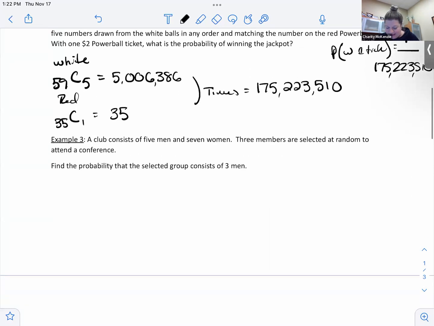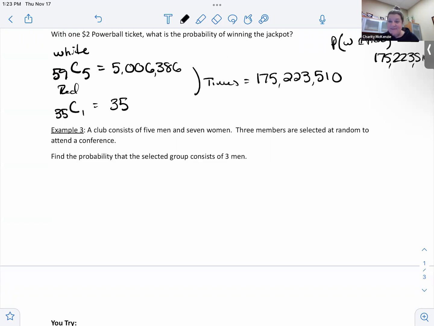Okay, so number 3, a club consists of 5 men and 7 women. 3 members are selected at random to attend a conference. Find the probability the selected group consists of 3 men. Okay, so there's a couple things. Again, we're looking overall, how many people can we pick from for the conference? Well, that's 7 plus 5, which is 12. And we're picking 3. So our sample space is going to be 12 choose 3, no order, just picking 3.